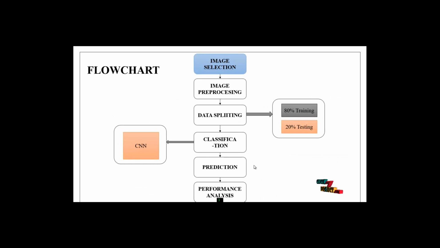Our project flow chart is as follows. First we have taken the input image data set, the bone fracture data set. After the image pre-processing step, we resized the images and did data splitting, 80% for training and 20% for testing. After that, for the classification model, we are using the CNN algorithm model. Finally, we do the performance analysis.